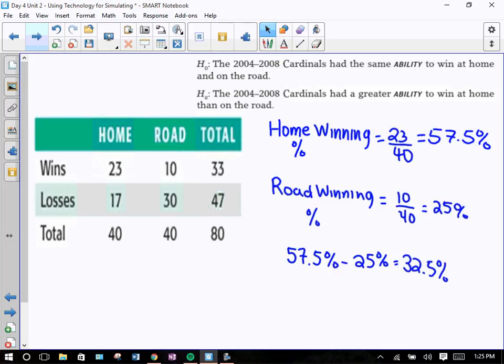So we've increased the sample size now. Our null hypothesis is that the 2004 to 2008 Cardinals had the same ability to win at home and on the road. Our alternative hypothesis is that the 2004 to 2008 Cardinals had a greater ability to win at home than on the road. So we want to test these hypotheses. Is there convincing evidence that home field advantage exists for the Arizona Cardinals? Because it looks like it does. They're 23 and 17 at home versus 10 and 30 on the road.